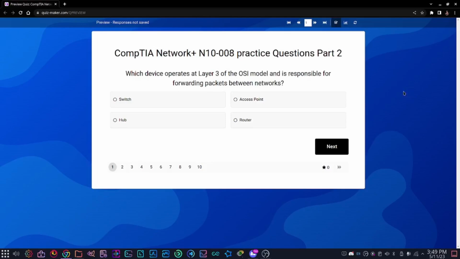Question 1. Which device operates at layer 3 of the OSI model and is responsible for forwarding packets between networks? If we think about the OSI model, we know that layer 3 is the network layer. So the only device here that can forward packets between networks is a router.